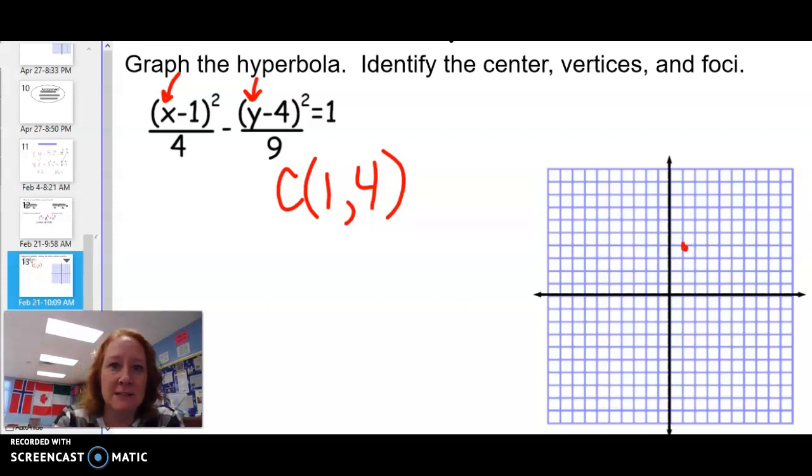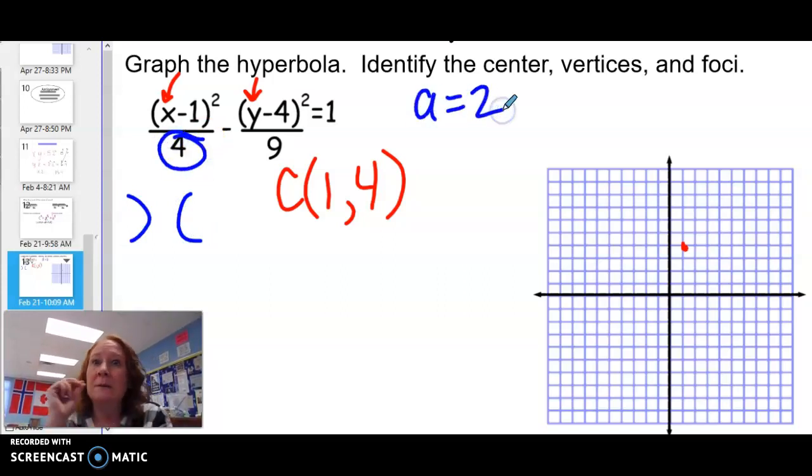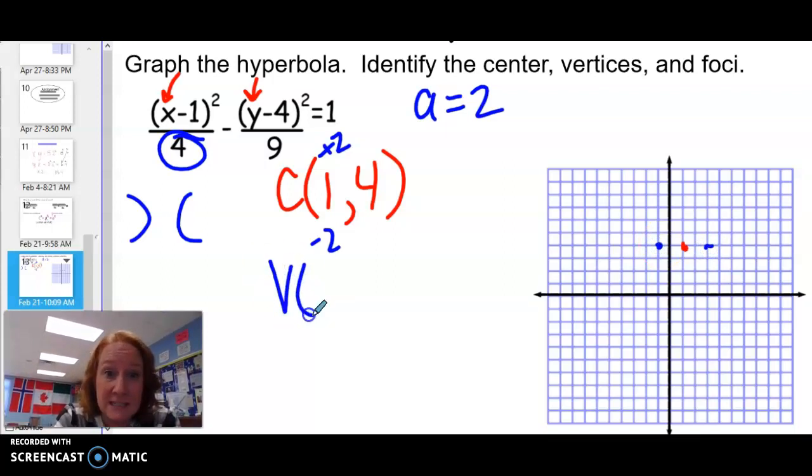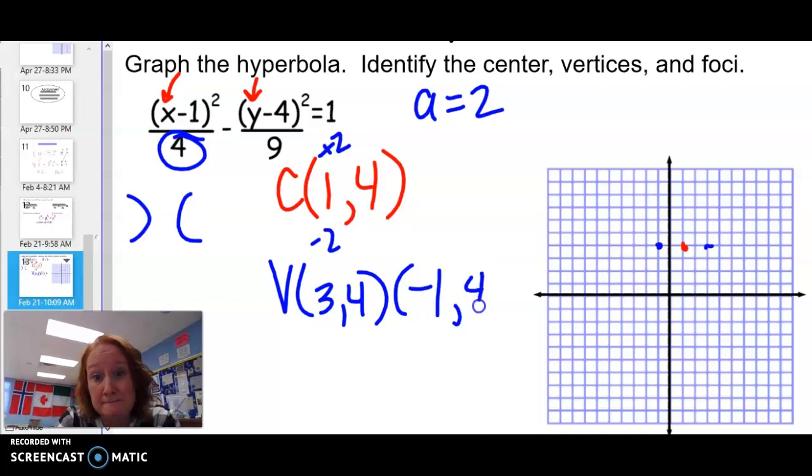Now, identify the center. Got it. Vertices. Well, since the x comes first, it's going to look like this. So my vertices come from here. So a equals 2, because 2 times 2 is 4. Okay, so it's going this way, so that's adding onto the x points. So I add 2, minus 2. If you're like, I need to graph that. Okay. There it is. So my vertices are at (3, 4) and (negative 1, 4).